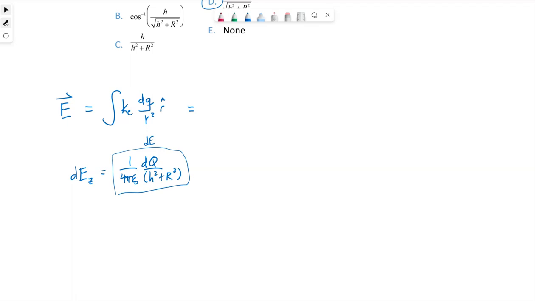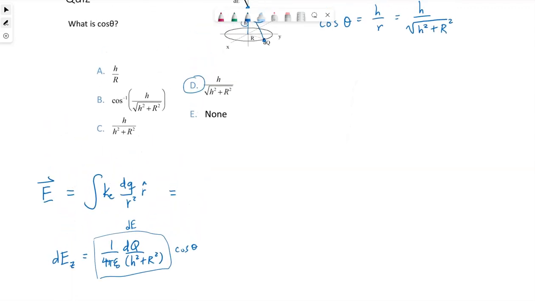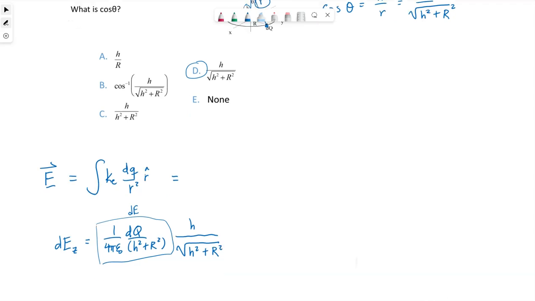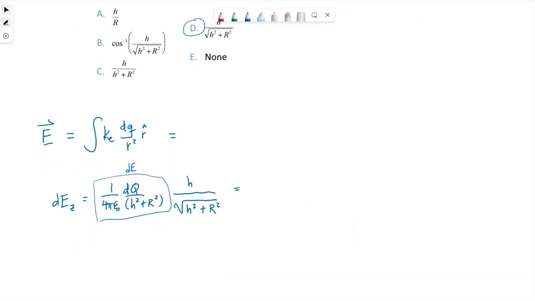But as we talked about, it's only the z component that matters. Those are the ones that are going to add together. And we just found out that is dE times cosine theta, where cosine theta is h over the square root of h squared plus r squared. So let's put some of these together and see what to do with it.